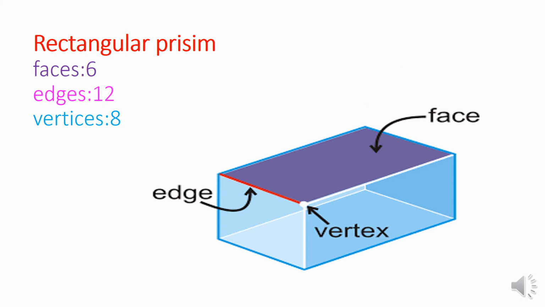Now let's study the rectangular prism. For the rectangular prism also we say that it contains 6 faces, it contains 12 edges, and it contains 8 vertices. You can count it by yourself.